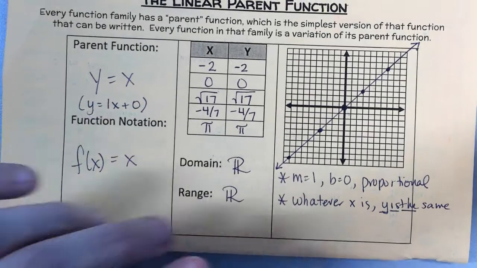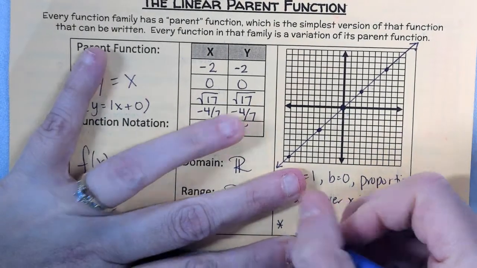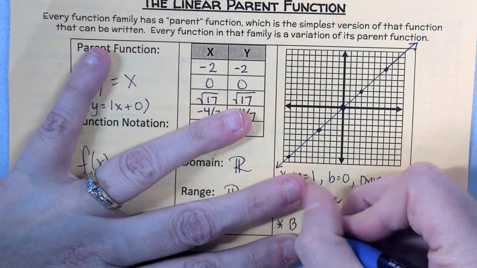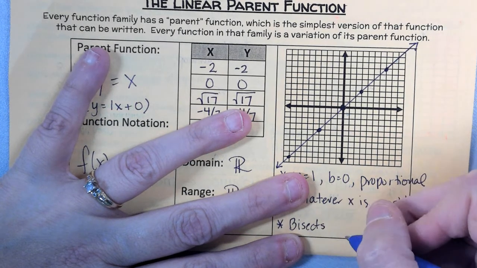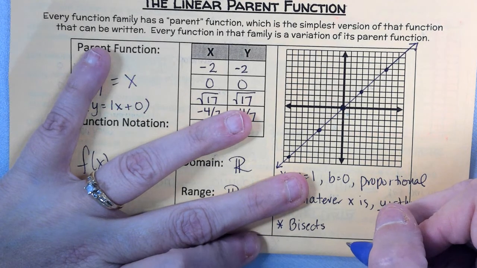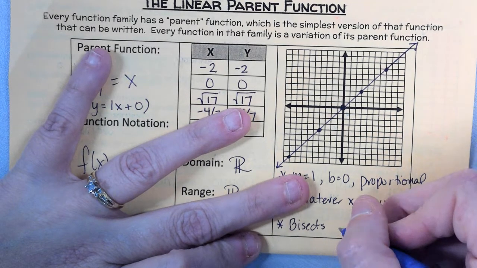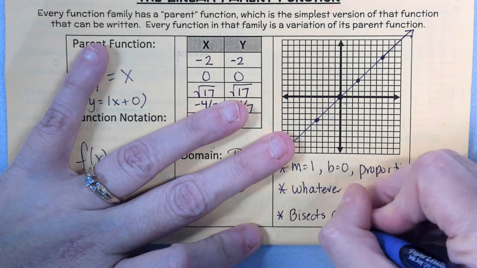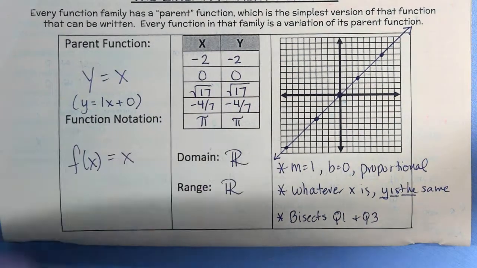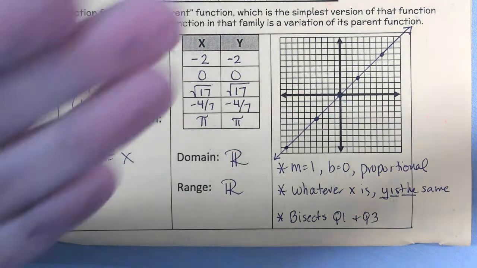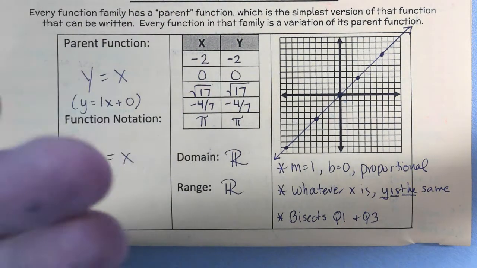Okay. Now, one last thing I want y'all to write down, and again, this isn't super important, but it kind of helps you see it. It bisects. B-I-S-E-C-T, 8th graders. It bisects, which means cuts in half, quadrant 1 and quadrant 3. So what that means is it creates an axis of symmetry.